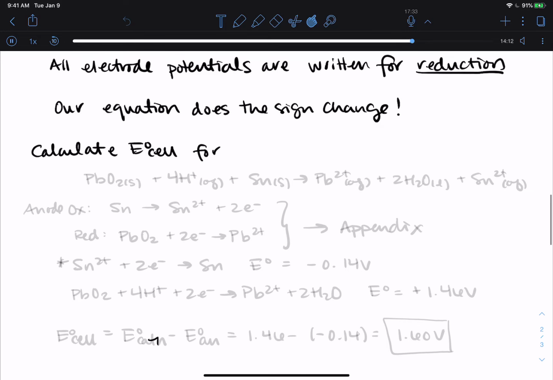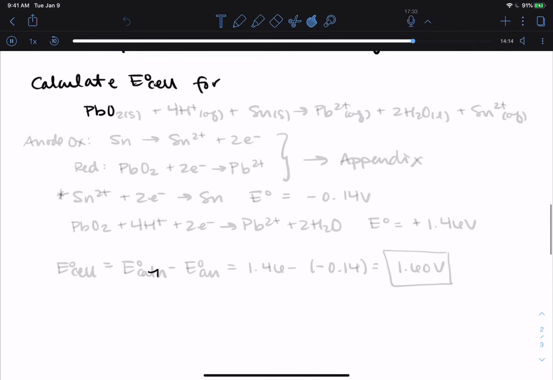Okay, so as an example, what we're going to do is calculate the standard cell potential for this reaction, which is PbO2 solid plus 4H plus tin solid turning into Pb2 plus 2H2O liquid plus tin 2 plus aqueous. Okay, sorry, got a long one this time.